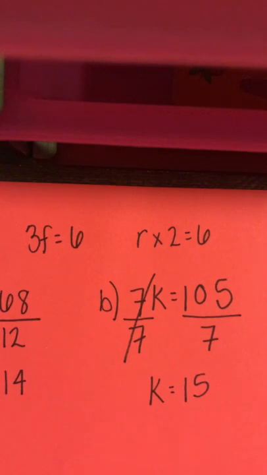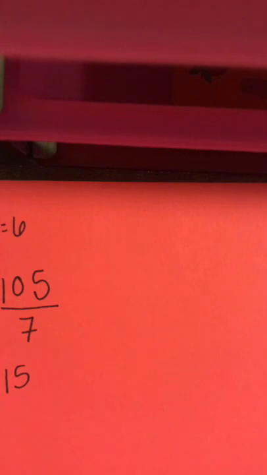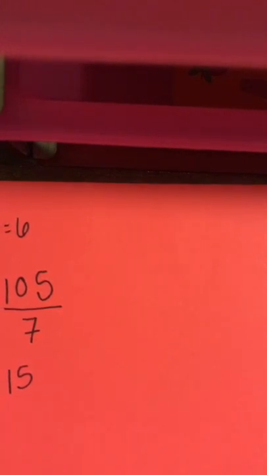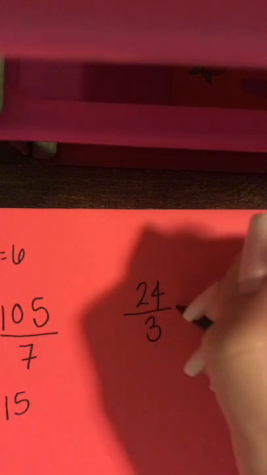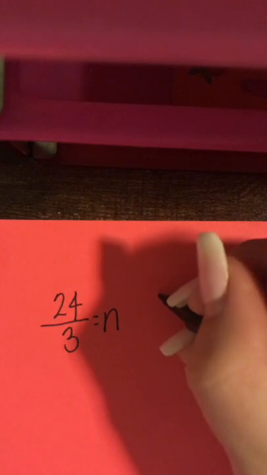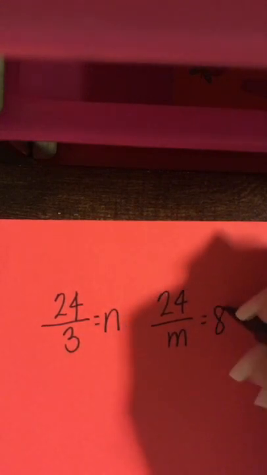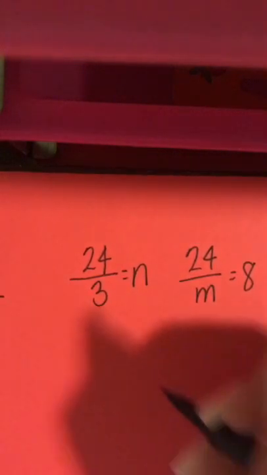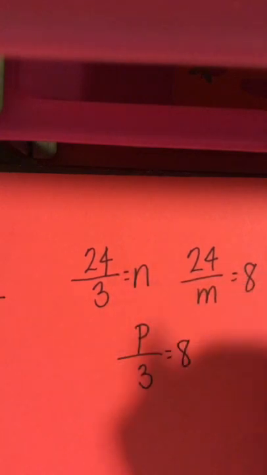Now we will move on to division equations. If we know 2 of the 3 numbers in a division equation, we can figure out the unknown number. We might have an unknown quotient, which might look like 24 divided by 3 equals n. We might have an unknown divisor, which looks like 24 divided by m gives you 8. Or an unknown dividend, which might be p divided by 3 equals 8.